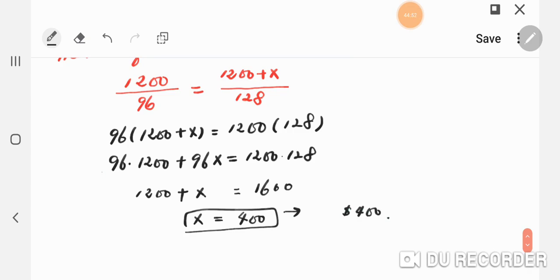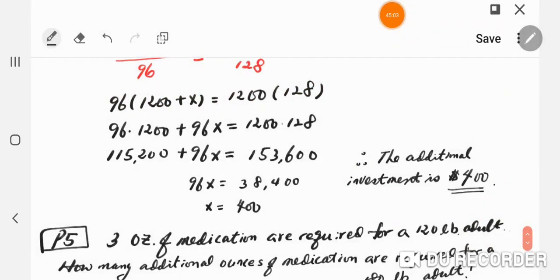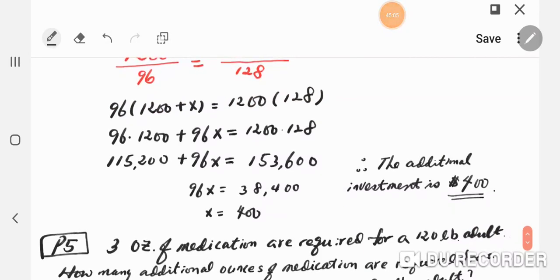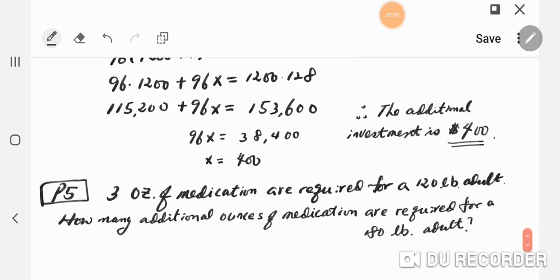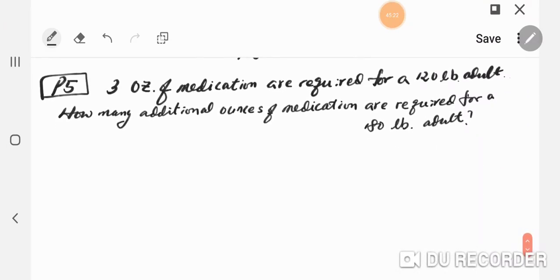All right, so when you solve this one, use the calculator. Then we have this equation. So I just rewrote the equation, and I used the calculator to simplify this. So X is 400, so the additional investment should be $400. So $400 is required as an additional investment. All right, example 5, problem 5.